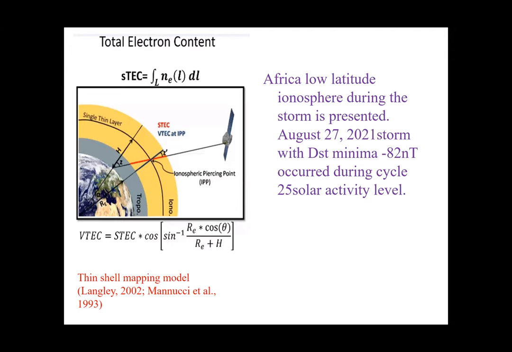So our main concern here is the Africa low latitude ionosphere during the storm of August 27, 2021, with Dst minimum of minus 82 nanotesla. It occurred in the ascending phase of solar cycle 25. Next slide.